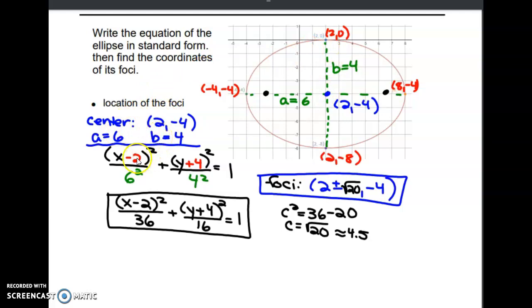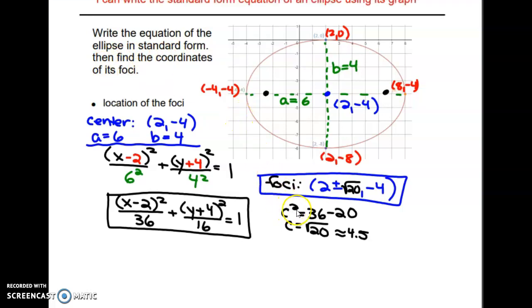So now I have the center, I have A, I have B. I know there's my center, there's my center. A has to be under the X because it is the major axis. B has to be under the Y. I know this has to equal 1 in the equation. There's my equation. Now, they put this part because it says we need to find the coordinates of the foci.